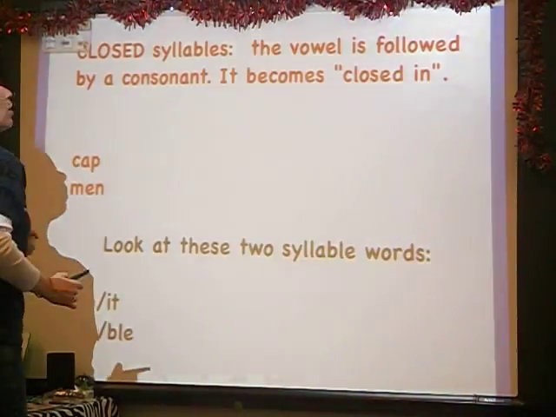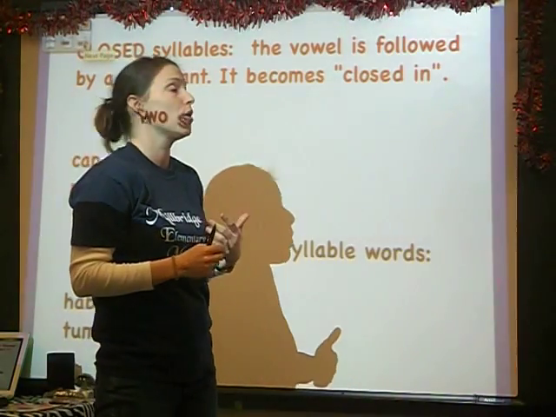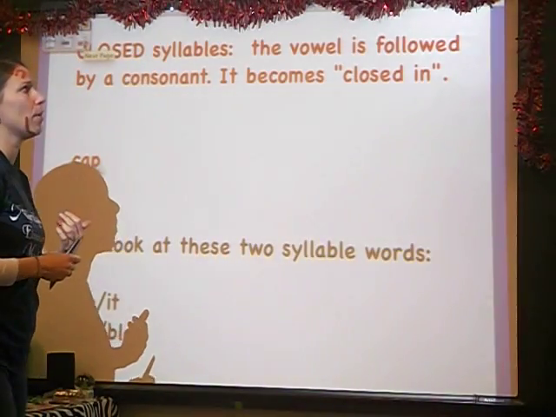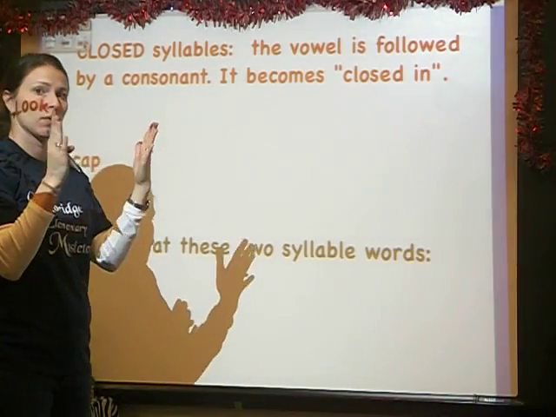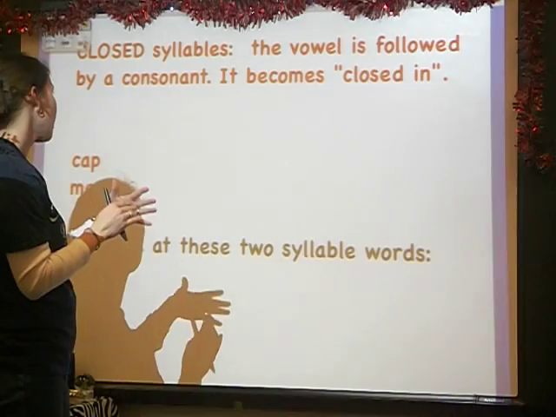Let's move on to closed, just so we can get a review of what a closed syllable is. I gave you a few examples there. A closed syllable is where the vowel is followed by a consonant. It sort of becomes closed in. Okay, that's a great way to remember it.